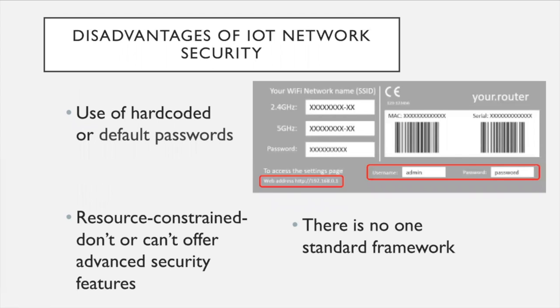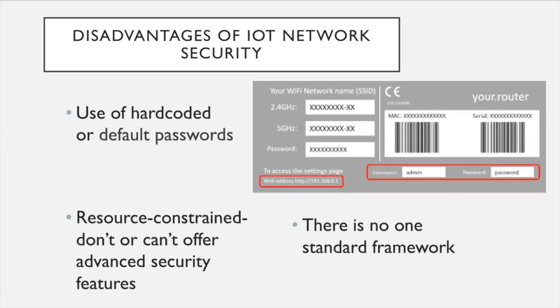Here are some disadvantages of IoT network security. The use of hard-coded or default passwords can lead to breaches. Even if passwords are modified, they won't be strong enough to prevent attacks. Many IoT devices are resource constrained, meaning they do not or cannot offer advanced security features. They rarely receive security updates mainly because it can be costly, and also it can slow down development and cause the device to not work properly.